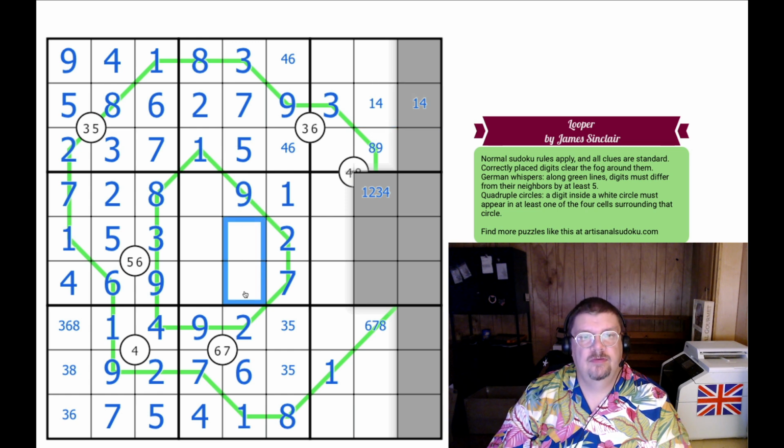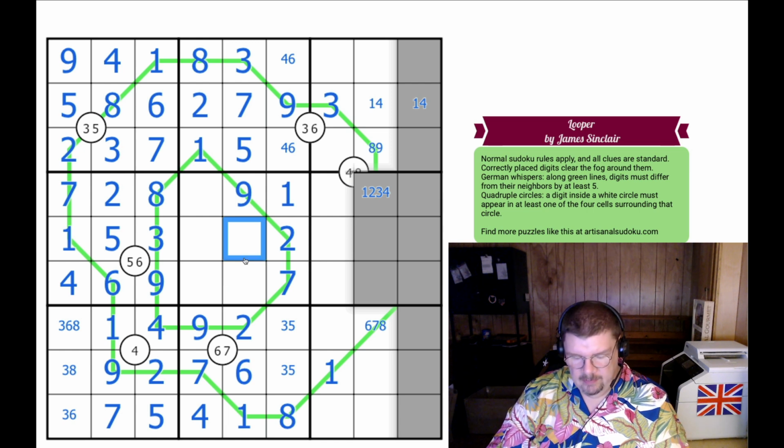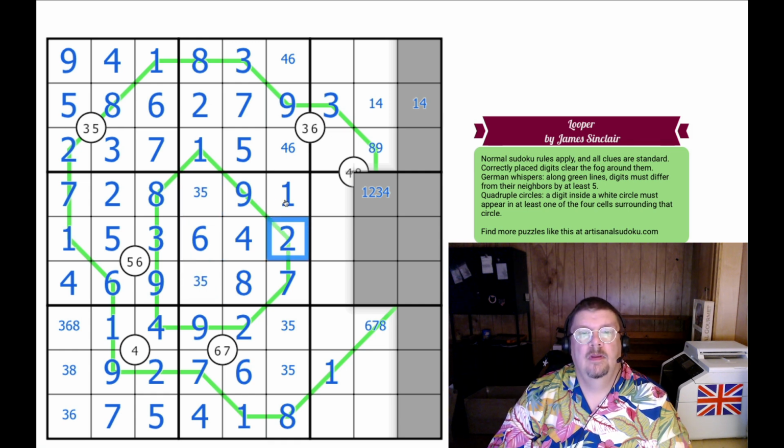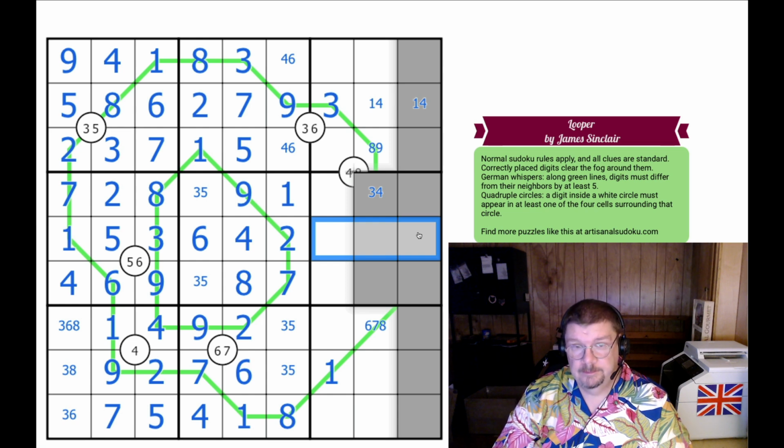Okay, these two digits are 4 and 8, which I can place. And 3, 5, 6, that's a 6. And a 3-5 pair. That one removes a 1 from there, and I remove a 2 from there. These three digits are from 7, 8, and 9.